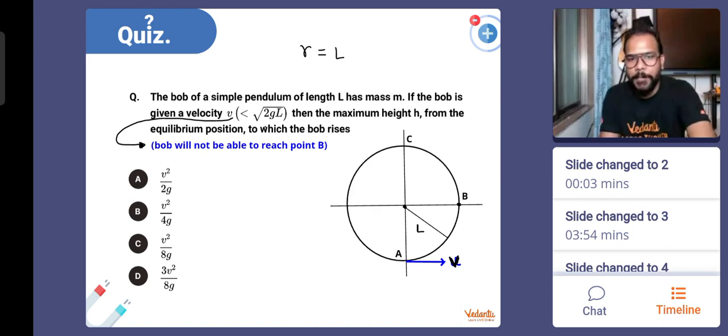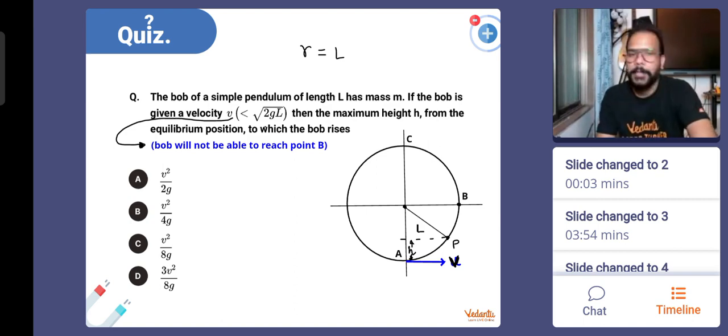That the bob will not be even able to reach point B. Whatever be the velocity with which you are launching it, it is so less that the body will not even be able to reach B. It will stop somewhere here at point P and will start doing oscillations. But before oscillations, the body will stop at a maximum height h. So you have to find out what is the value of this h. This h is the height where your body will go and stop. Hope the question is clear, everyone.